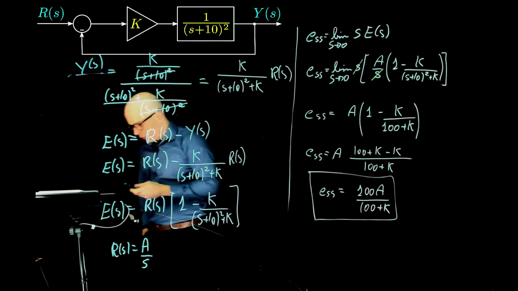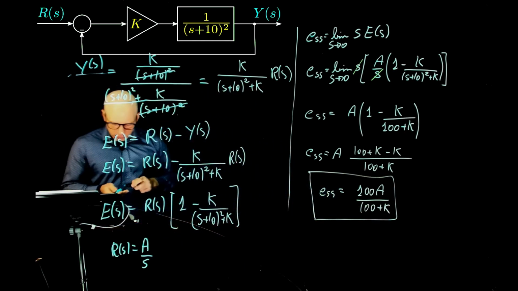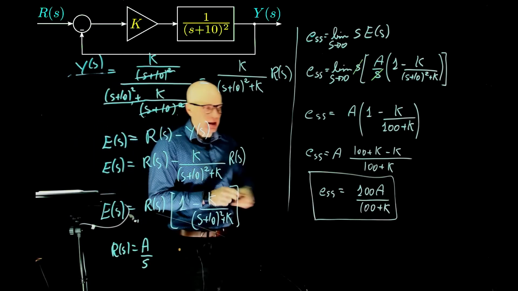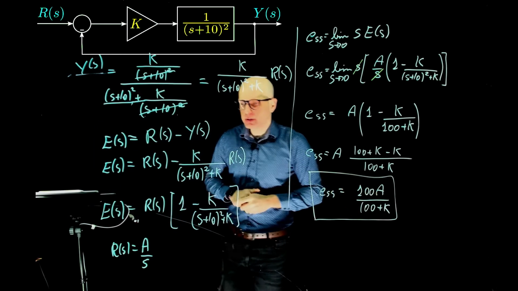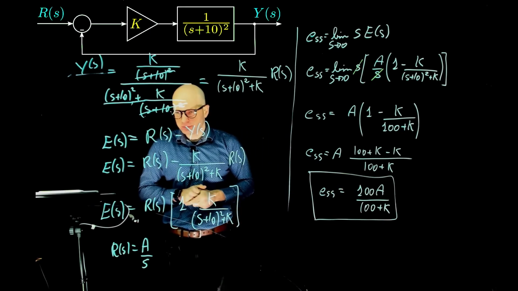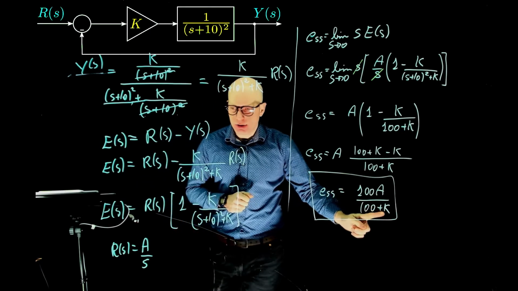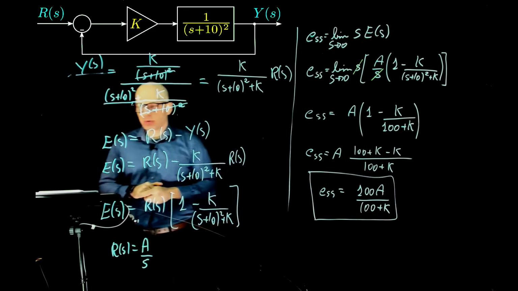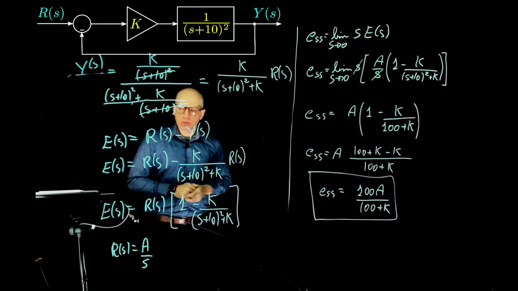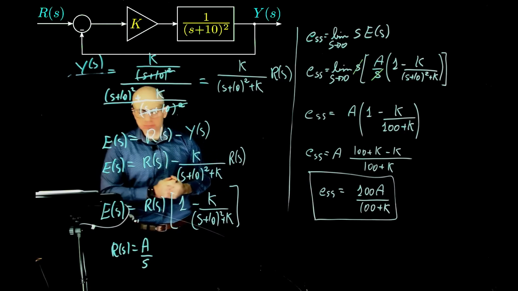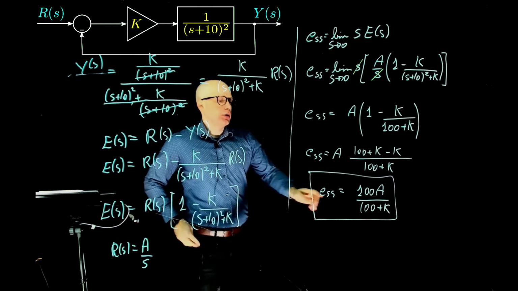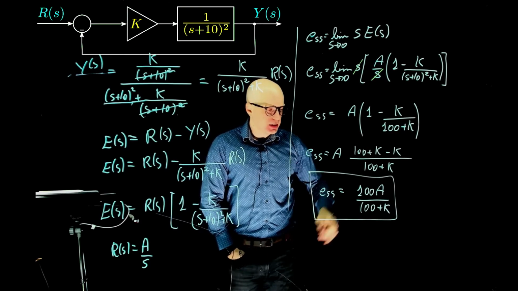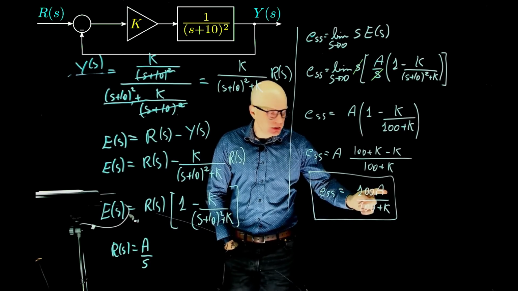What can we tell from this expression? We can say two things. The first one is the higher the step, the higher the steady state error. The higher the gain K, the smaller the steady state error. So we can control K, make it as large as we want to minimize the steady state error for this step command.